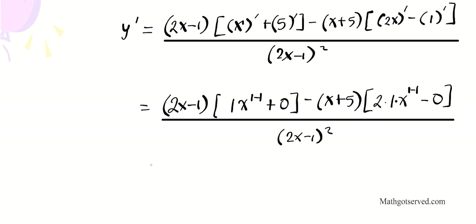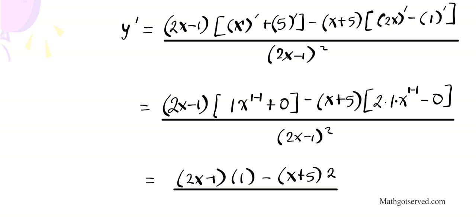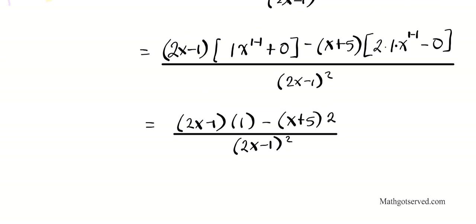All right, so let's finish the top. The top will have 2x minus 1. And then here, this whole thing is x to the 0, which is just 1, times 1, minus x plus 5. And then this whole business right here is just 2 times 1, which is 2. And then that's divided by 2x minus 1 squared. I'm going to be substituting something for x, so I don't need to waste my time expanding this. So let's simplify the numerator and then plug in.